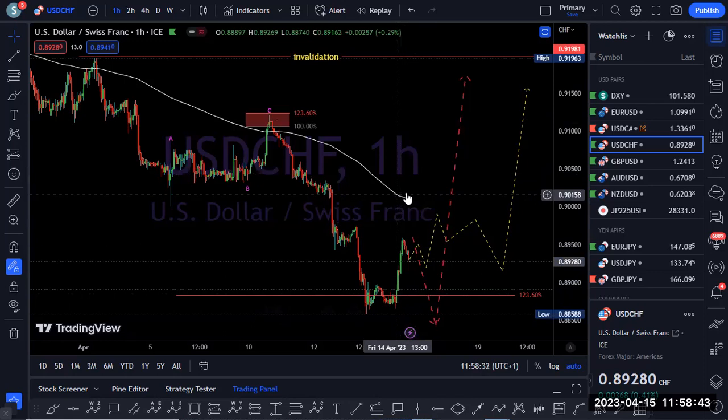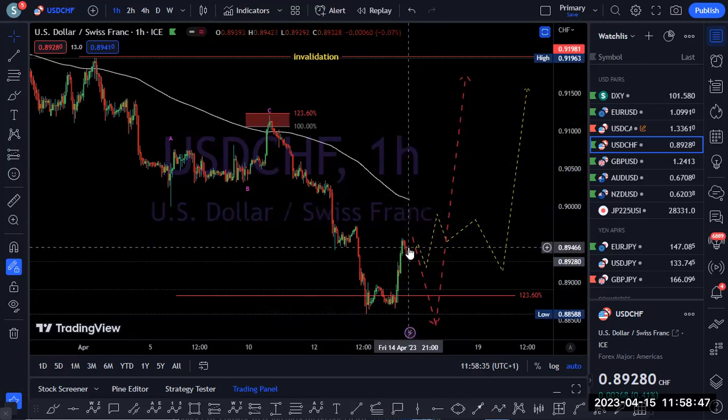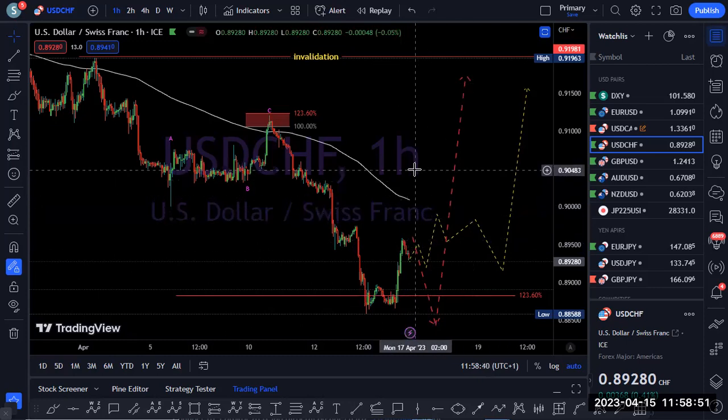So now the message is, this is not time to sell USD CHF, and also not time to sell USD CAD until I see reason to sell. For now, no reason to sell. I'm only waiting for buy.